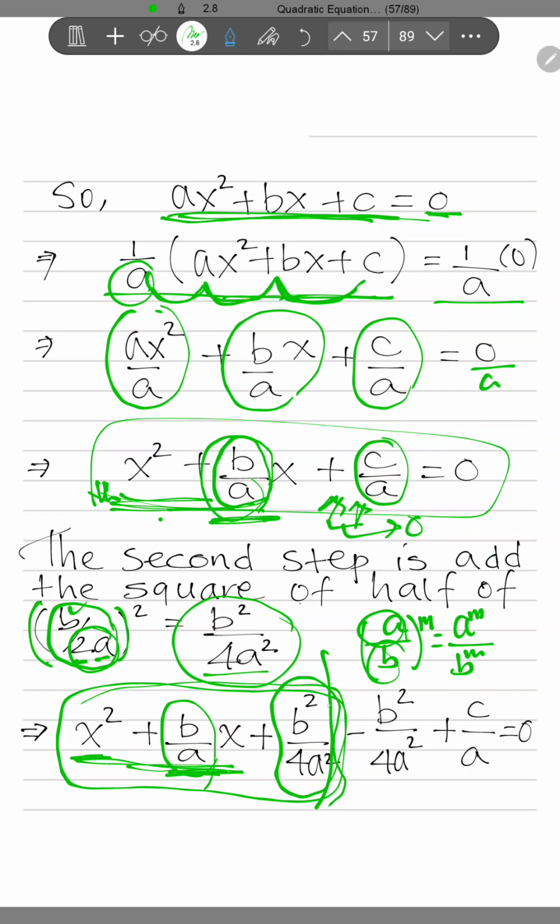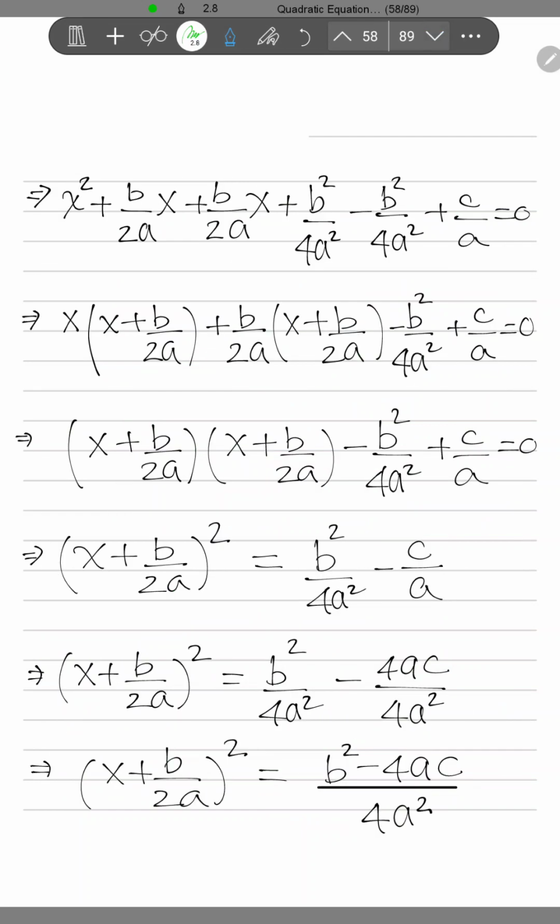If we add b squared over 4a squared, we need to subtract that same amount right here. When we add it and subtract it, the result is 0. When 0 is added to the expression, there is no change in the original expression. C over a is there originally and it remains there. Now let's do the completing square technique on this part and keep the other part as it is. Let's see that on the next page.